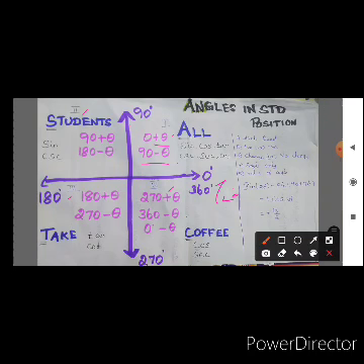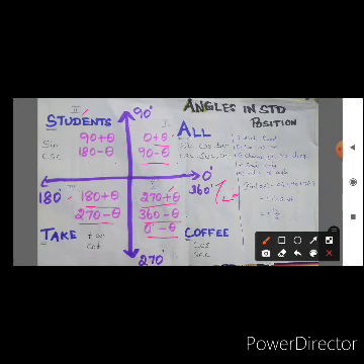Second quadrant: 90 plus theta, 180 minus theta. Third quadrant: 180 plus theta, 270 minus theta. Fourth quadrant: 270 plus theta, 360 minus theta, and also 0 minus theta. Another one, 720 minus theta, also goes here.